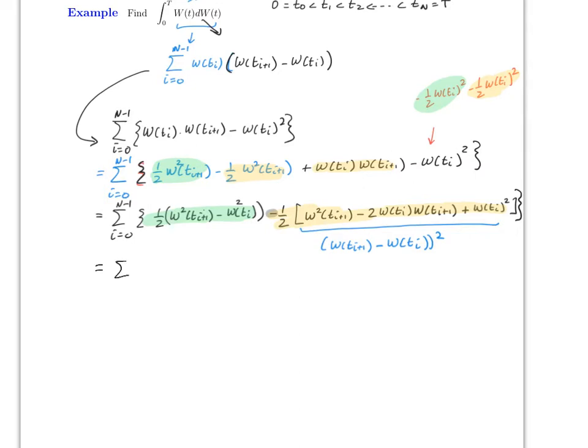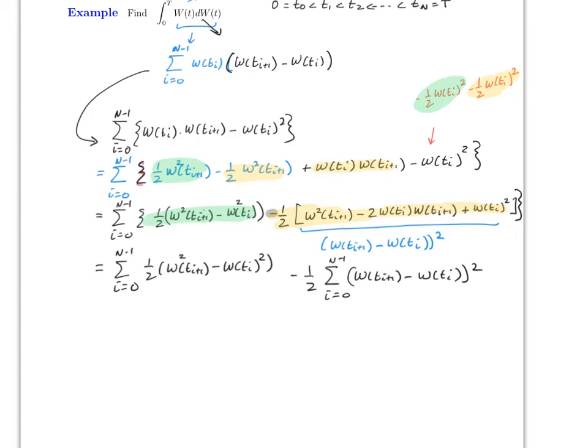This is the sum for i equals 0 to n minus 1 of 1/2 (W(Ti+1) squared minus W(Ti) squared), minus 1/2 the sum, if you break it into two pieces, for i equals 0 to n minus 1 of W(Ti+1) minus W(Ti), the whole thing squared.